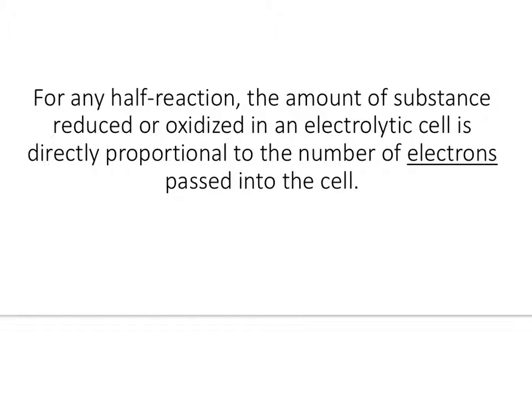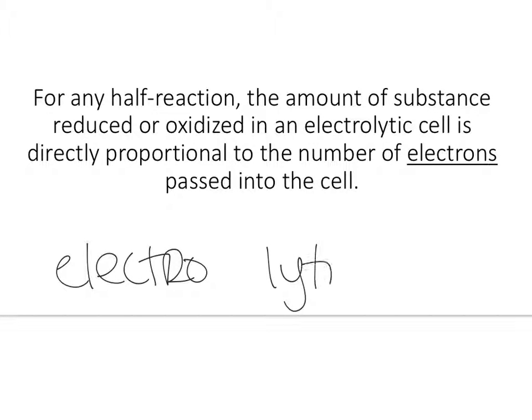So, for any half reaction, the amount of substance reduced or oxidized in an electrolytic cell is directly proportional to the number of electrons passed into the cell, meaning the more electrons you pass in, the more stuff you're going to actually reduce or oxidize. Now, keep in mind that electrolytic cell is mainly two words, electro and lytic. Electro refers to electrons, electricity, etc. Lytic, think back to biology, the term lyse. This is more breaking. So electrolytic is typically a cell in which you use electricity to break things down. The more electricity that you put in, the more stuff you can break apart.